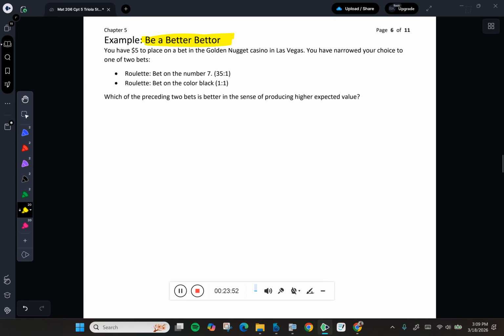I'm in Vegas. I've got $5. I want to make a single bet at the Golden Nugget Casino in Las Vegas, and I'm going to play roulette. I have two choices. I can either bet it all on the number 7, which is betting at 35-1 odds, or I can bet on the color black, which is betting at 1-1 odds. Really quickly, what does 35-1 mean? It means I'm putting up $1 and they're putting up 35 times as much. So for every dollar I bet, if I win, I get $35, but if I lose, they keep my dollar.